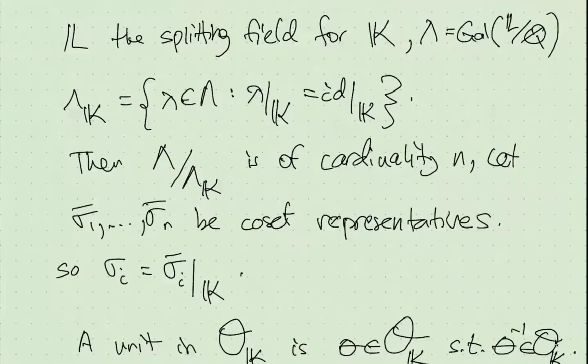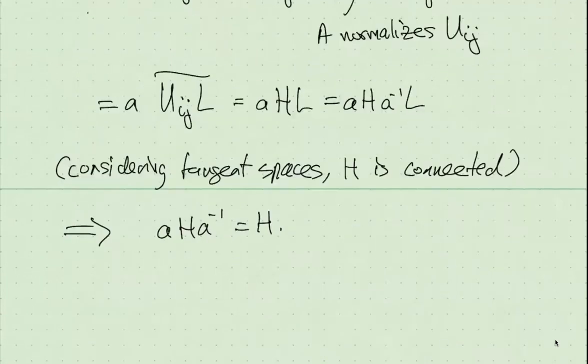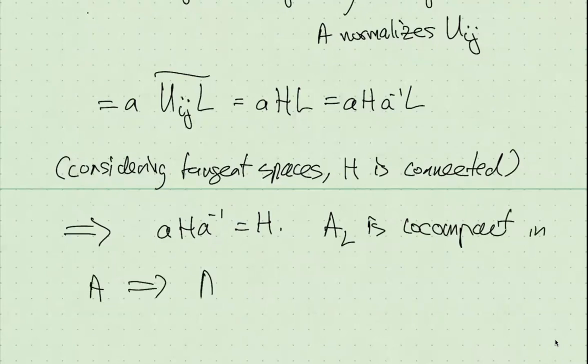So we got this fact that A normalizes H, which is already a lot of information. In other words, AL is co-compact in all of A. So then we get that all of A normalizes H.